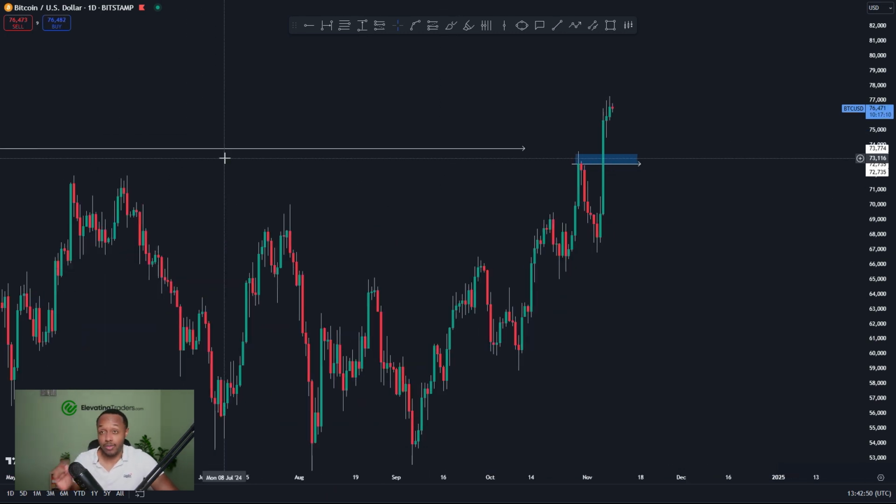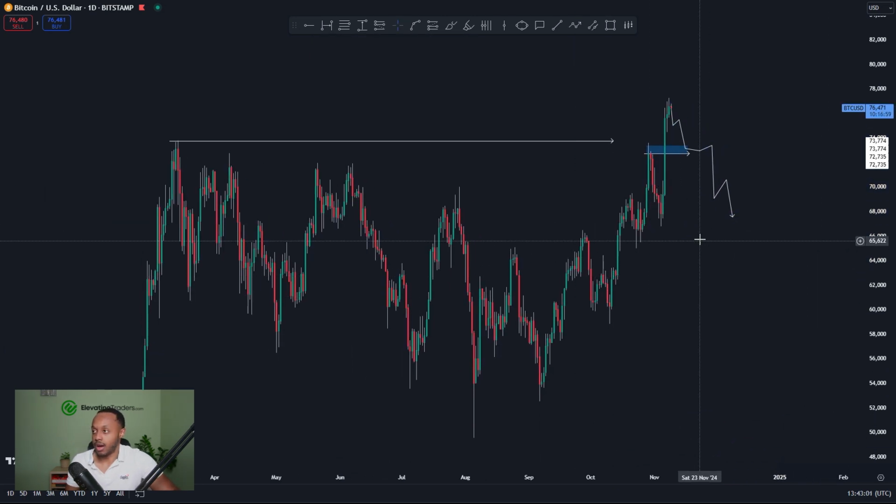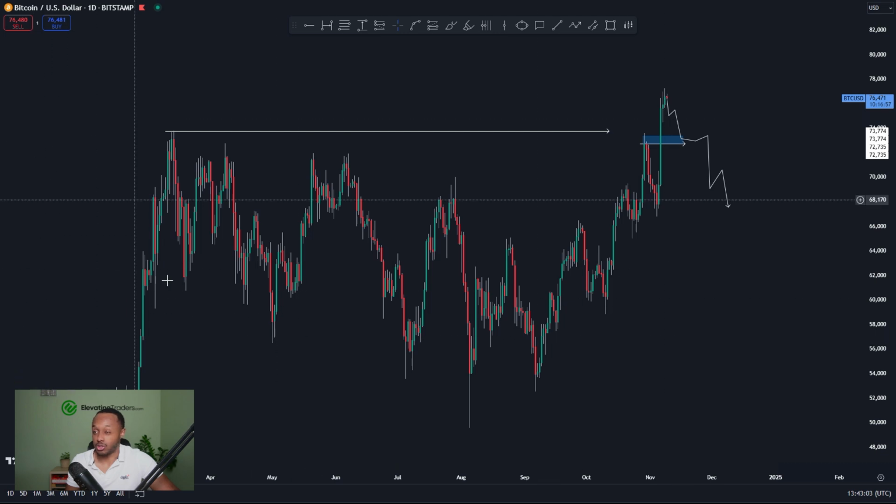Now the key thing with Bitcoin is momentum. We need to keep this momentum going. If we start to sluggishly fall to the downside and do something like this, then yeah, I'll kind of just become very neutral on Bitcoin at that point and just look for a really big consolidation forming.